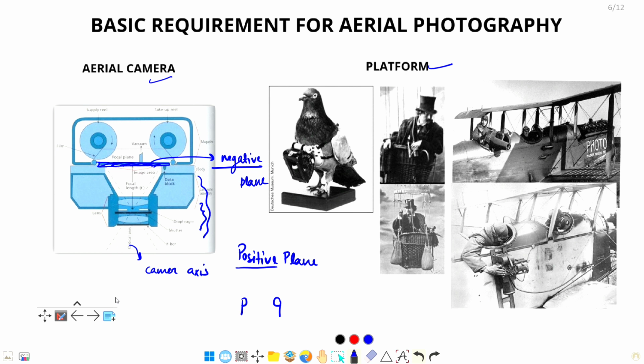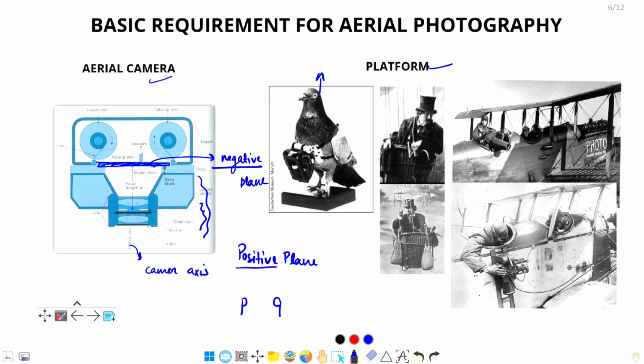Now moving further, after the aerial camera, the next basic requirement is the platform. Platform is where cameras are mounted. In past days when aircraft were not there, people used pigeons. They fixed the camera on pigeons, and when the pigeons came back after flying over some areas, processing of negatives happened, and then photographs were taken.